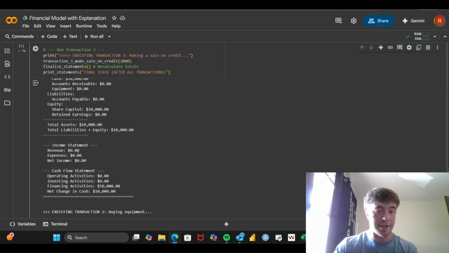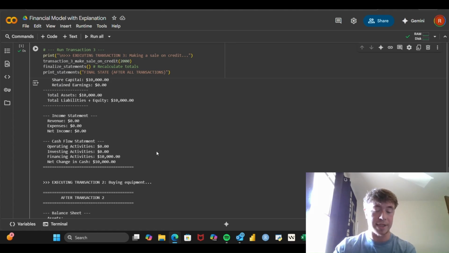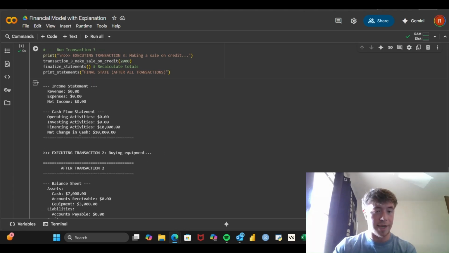And then, like I mentioned, income statement, there's nothing going through there because that raising capital was not actually revenue. And lastly, we have cash flow statement. Like I said, financing activity, so $10,000 would be flowing through as an inflow.